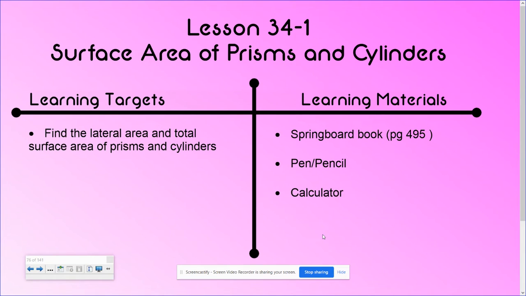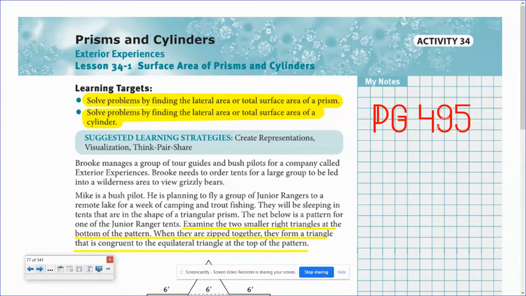Lesson 34.1 is going to talk about the surface area of prisms and cylinders. So in our notes today, we're going to talk about what the lateral area and total surface area of these two geometric figures will be. Okay, so open up your Springboard book. We are starting on page 495.